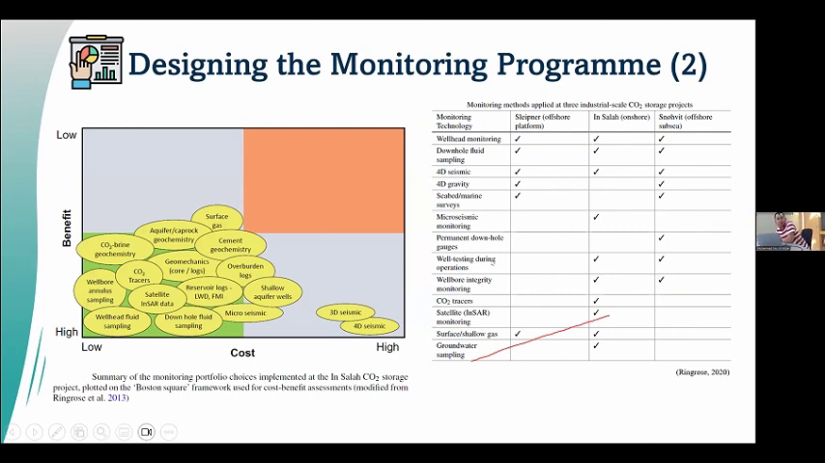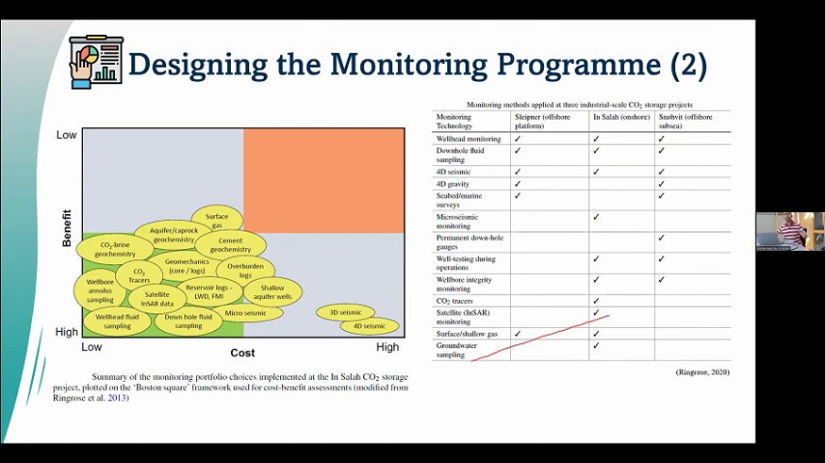Sleipner was in the early phases. There wasn't a lot of good technology existing, but now in Salah, they have different measurements because they're also working onshore and offshore. We can put more monitoring methods into your system, or even in Snøhvit. But maybe currently we can have better technologies if we implement a new CCS.